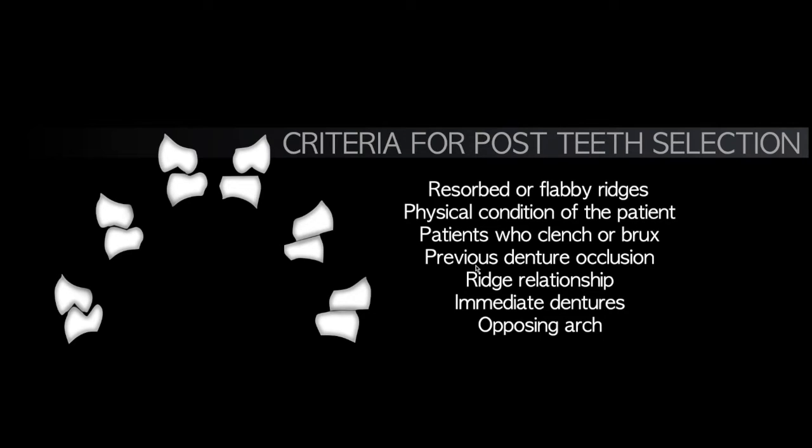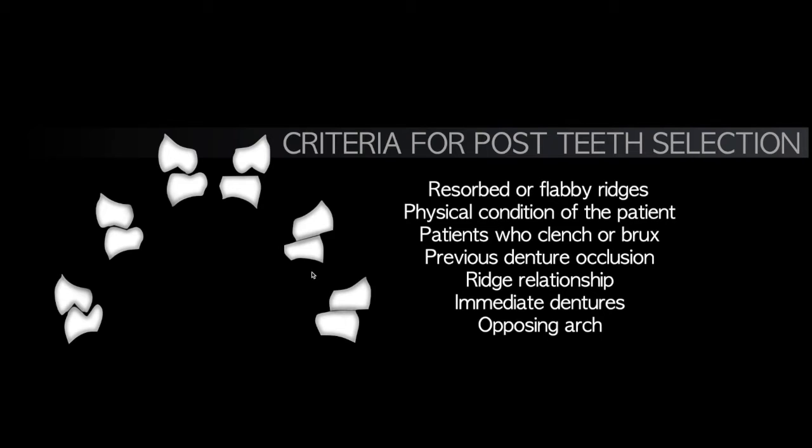And the ridge relationship depends on the jaw relationship class. Class 1, which is the normal occlusion, will go well with the anatomic or semi-anatomic teeth. But when the patient has class 2 or 3, you may reduce the cusp height toward the monoplane side. Another criterion is immediate dentures. And the last one will be the opposing dentition or opposing arch.